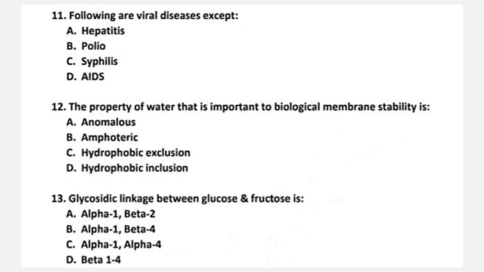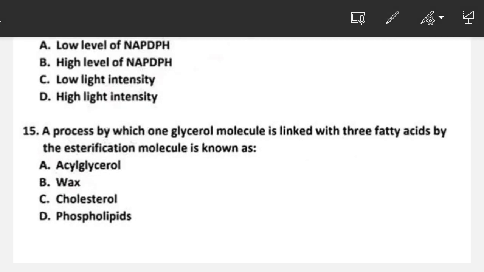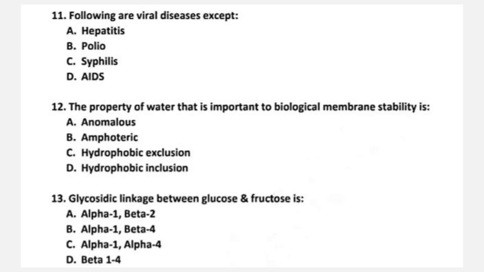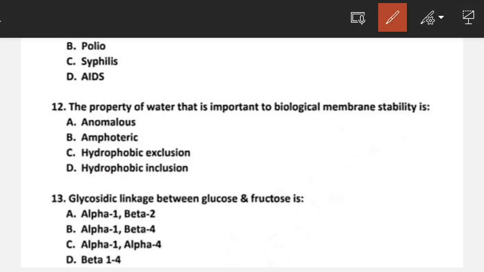Following are viral diseases except, option A is the hepatitis, option B is the polio, option C is the syphilis, and option D is the AIDS. So all of the following are viral diseases except one, and that one is option C, syphilis, because syphilis is a bacterial infection that is caused by Treponema pallidum, and it is one of the sexually transmitted diseases.